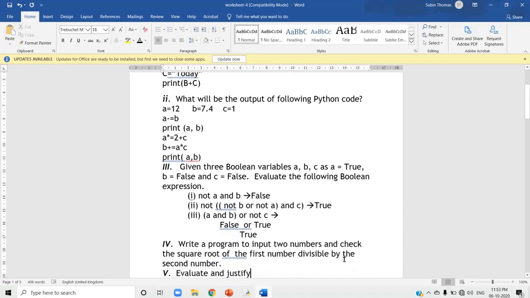And see the next question. Write a program to input two numbers. This is a program question. Write a program to input two numbers and check whether the square root of the first number is divisible by the second number. You know how to find out the square root? Square root of the first number you have to calculate, and that number should be divisible by the second number. I'll try out that program.